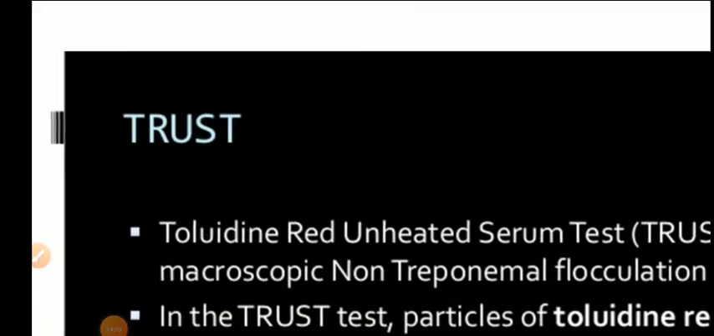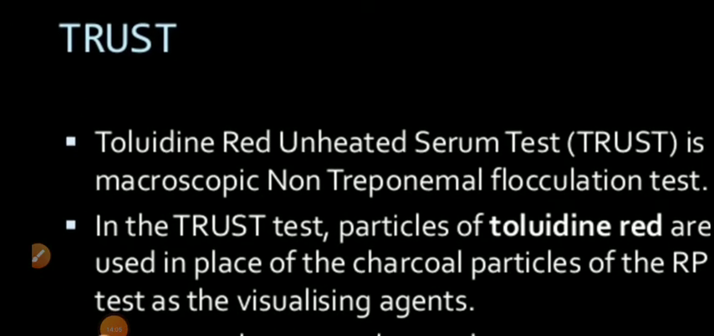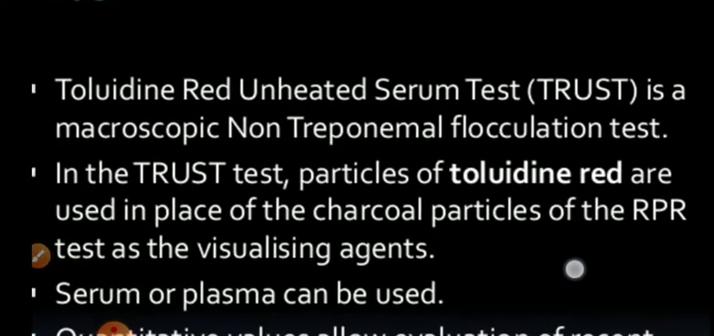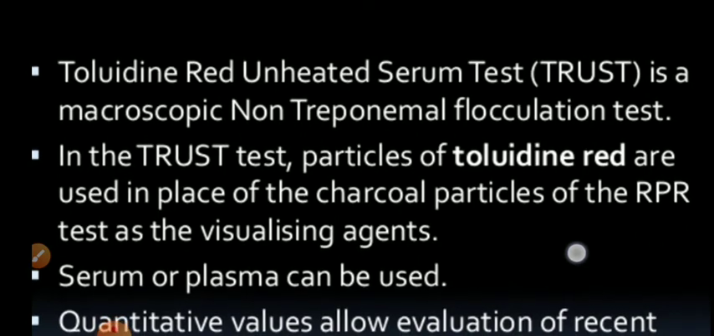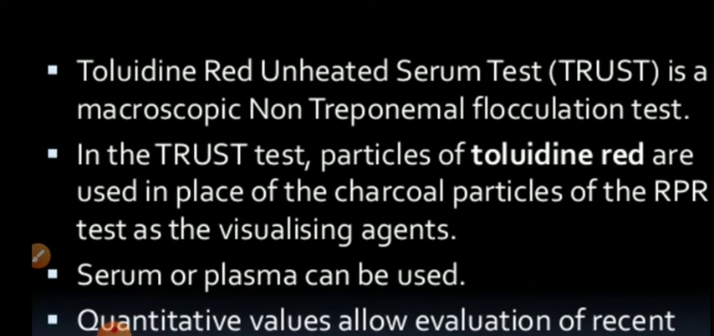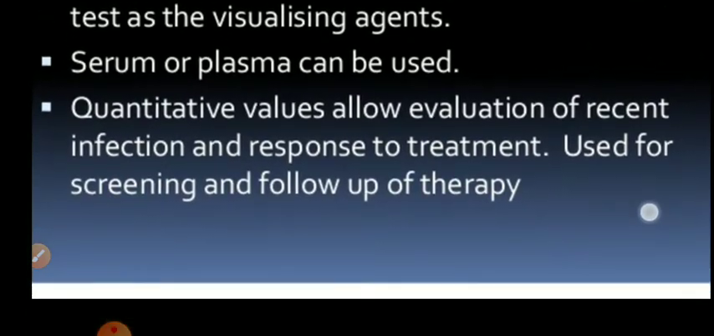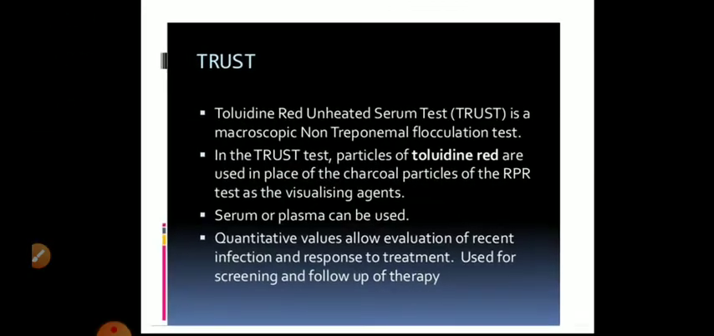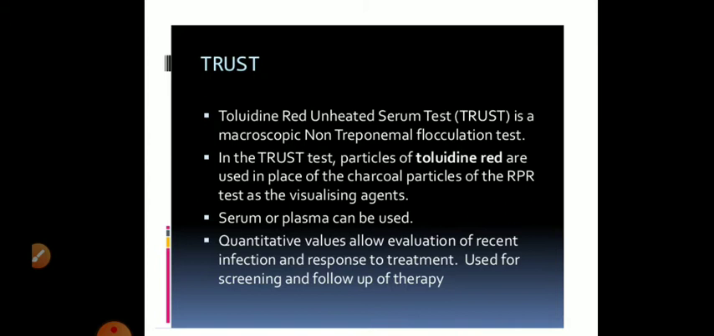Now, the next one that we generally use in our laboratory is the TRUST antigen test. Again, it's a modified VDRL test. It's a macroscopic non-treponemal flocculation test. In the TRUST antigen test, particles of toluidine red are used in place of the charcoal used in RPR. You can use serum or plasma, and the toluidine red tagged to the cardiolipin antigen improves the visibility of the floccules that are formed. It is just a VDRL test but modified. Here you don't have to use heated serum.